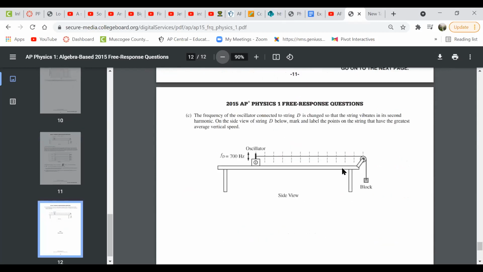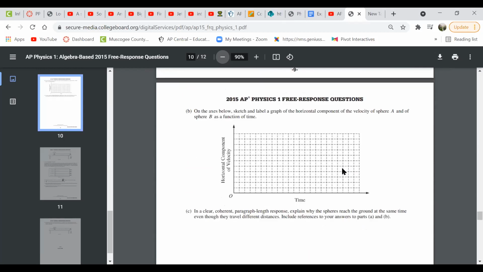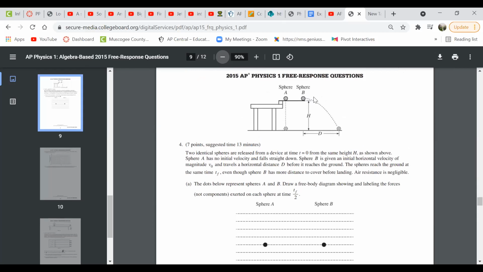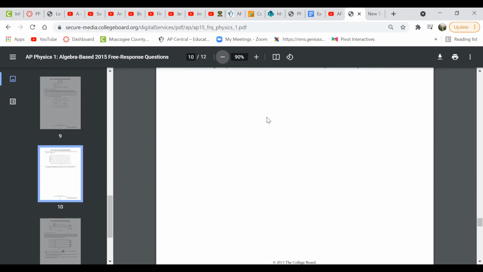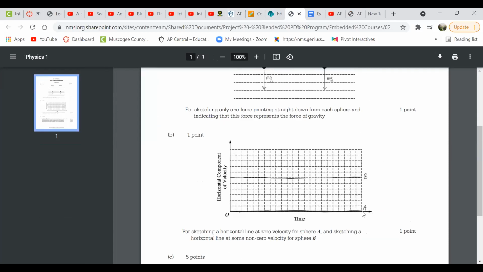All right, so let me come back to this so we can finish up. Nope, went too far. So then B says, on the axes below, sketch and label the graph of the horizontal component of velocity of sphere A and of sphere B as a function of time. All right, so sphere B goes sideways with some horizontal velocity and sphere A has 0 horizontal velocity. So we're going to have a constant line at some positive value for B, and you'd need to label it as B, and then some 0 value for A. We can see that A is down here at 0, B is up here at some positive value.